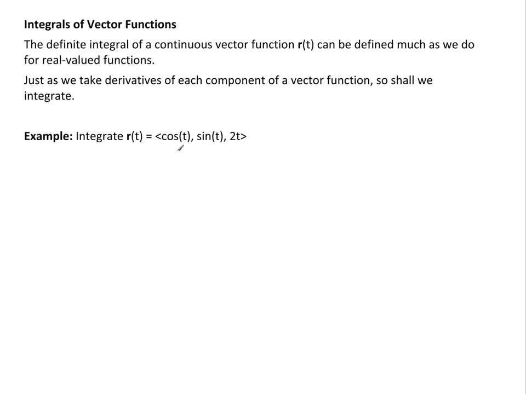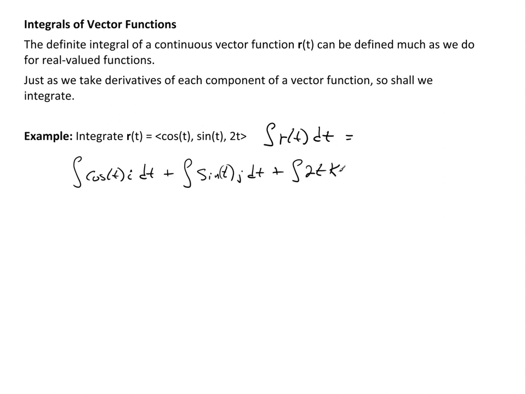So let's jump right into an example. I have this vector function in component form, and what I want to do is find the integral of this. So the integral of r of t dt is equal to the integral of cosine of t i dt plus the integral of sine t j dt plus the integral of 2t k dt.